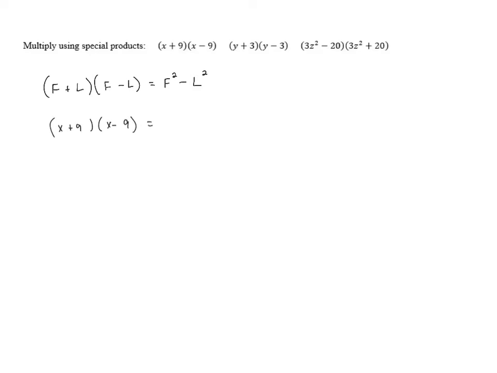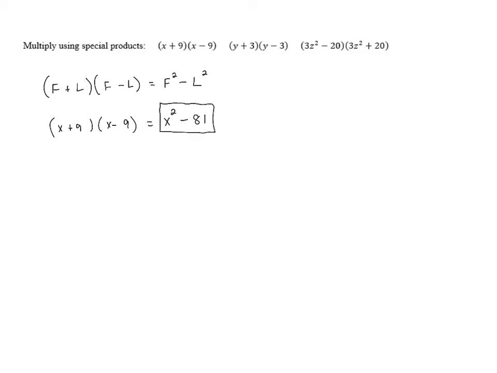Here we have a sum times a difference of the same terms, and instead of going and FOILing things out, we can use the shortcut, which tells us to take the first term and square it minus the last term squared. Well, the first term is x, and if we square that, we get x squared, minus the last term squared. 9 squared is 81, so we end up with x squared minus 81.